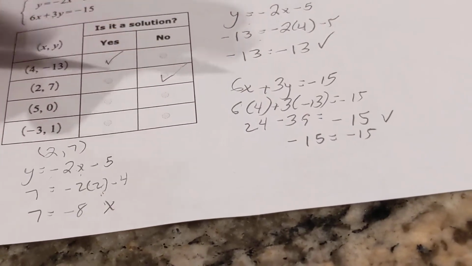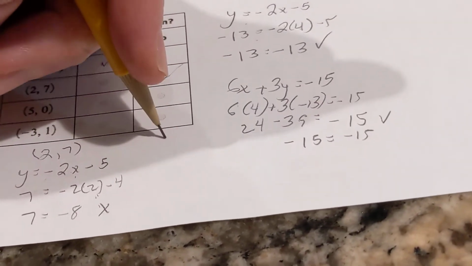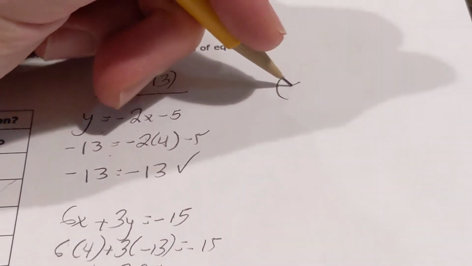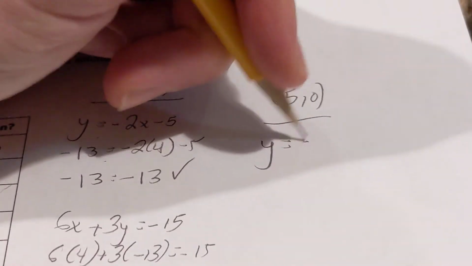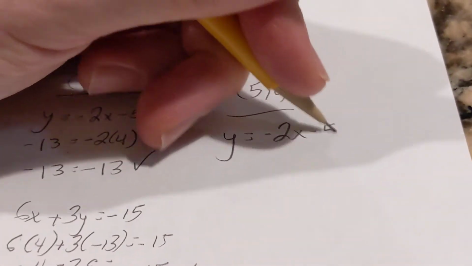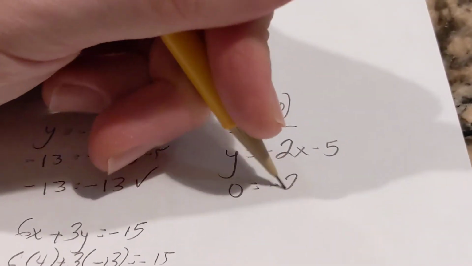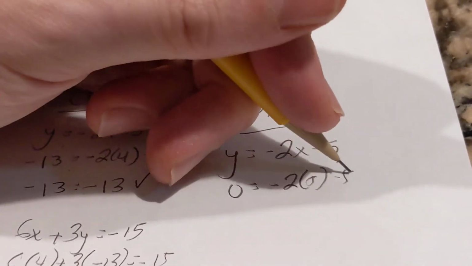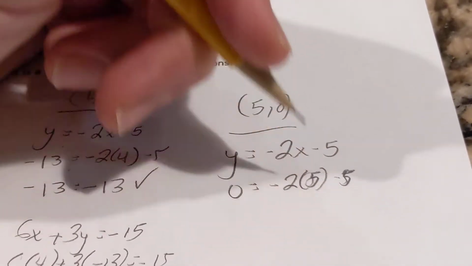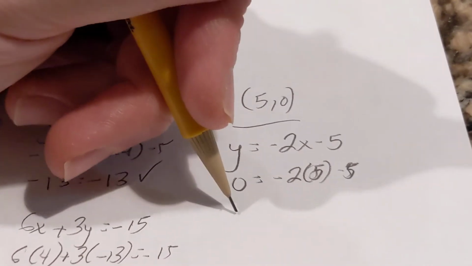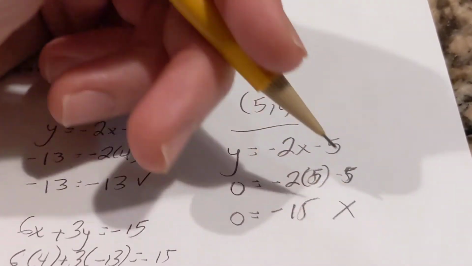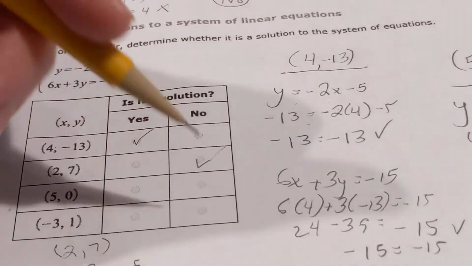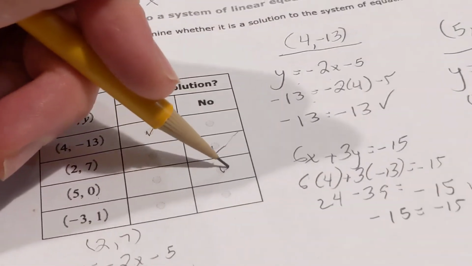Now let's do 5, 0. In y equals negative 2x minus 5, 0 equals negative 2 times 5 minus 5. So 0 equals negative 15, which of course is incorrect. That's a no automatically.